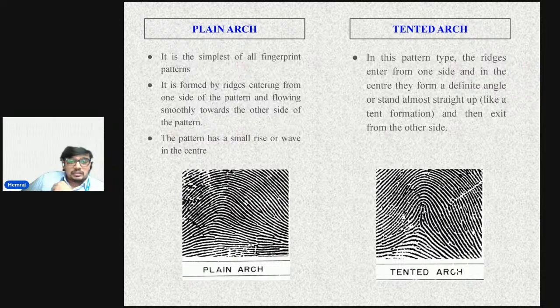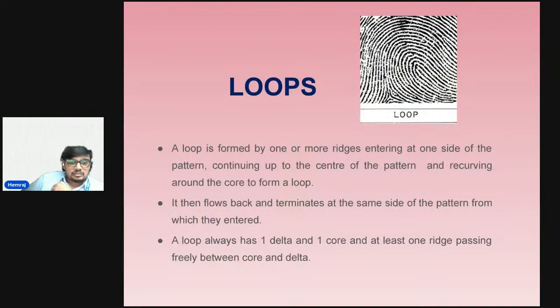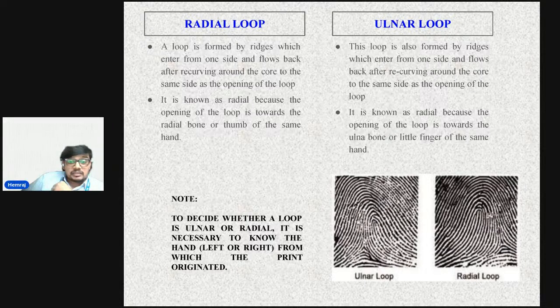Like if you see tented arch, see here it is entering from one side, exiting from the other side. But here it is entering from one side and exiting from the same side. Here this is a radial loop, right? Ulnar loop also, it is entering from this right side and exiting also from the right side. These are the patterns. And there is one delta also. When we are talking about delta, see, this is the delta. This is the triangular shape near to the tip, right?